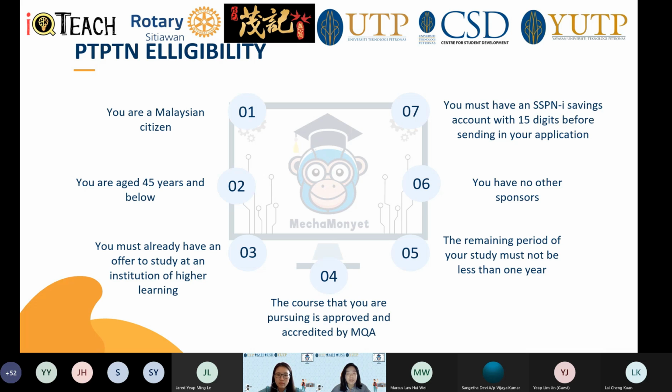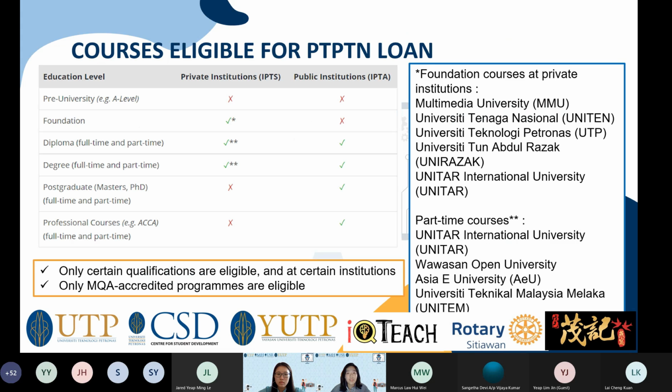Lastly, you must have an SSPN savings account with 15 digits before sending in your application. These are the courses eligible for applying for a PTPTN loan. Only certain qualifications are eligible and at certain institutions. For private institutions, they offer foundation, diploma, and degree. However, for public institutions, they are available for diploma, degree, postgrad, or professional courses.